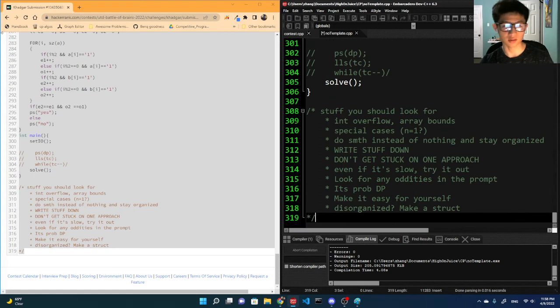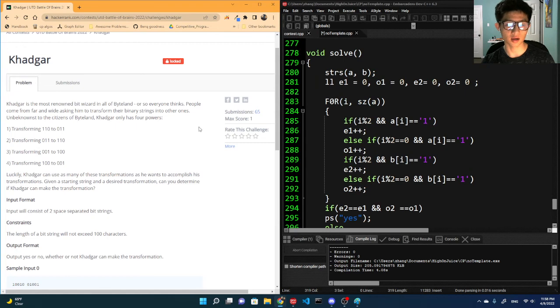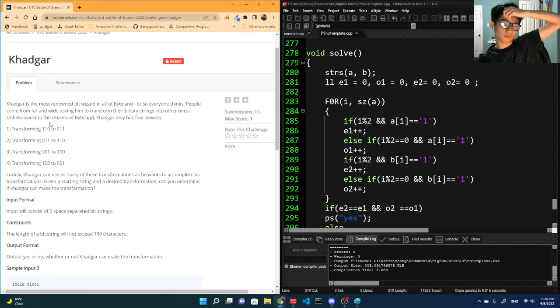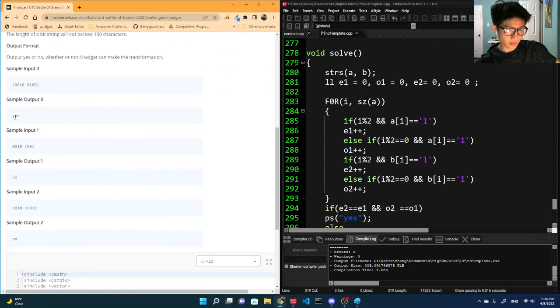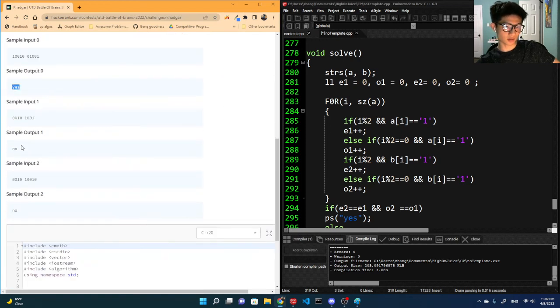So how Khadgar works is kind of like this. This guy has 2 bit strings, and you want to make it so that you can convert one bit string to another. First things first, you can do the following moves: this to that, that to this. So any substring, he can convert to the other substring. He can do these actions an infinite amount of times. If it's possible, print yes. If it's not possible, print no.